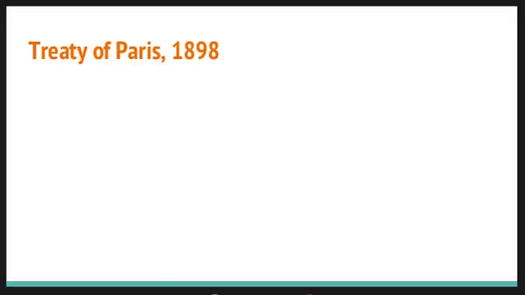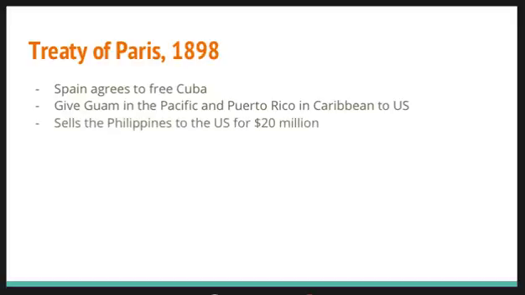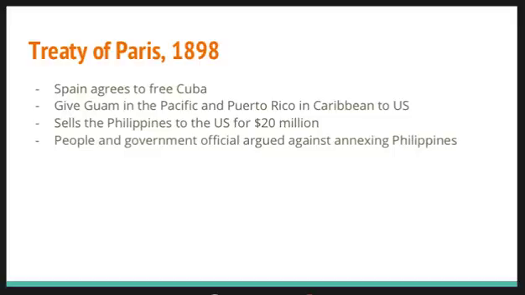So the Treaty of Paris, which was signed to end the Spanish-American War, Spain agreed to free Cuba. They gave Guam in the Pacific and Puerto Rico in the Caribbean to the United States, and they sold the Philippines to the United States for $20 million. But people and government officials argued against annexing the Philippines. They didn't think it was right for the United States to take over the Philippines.